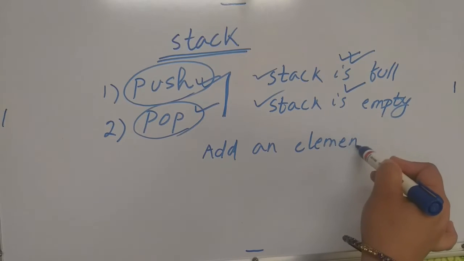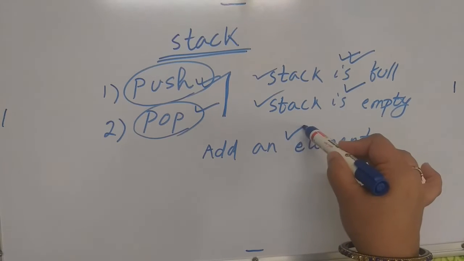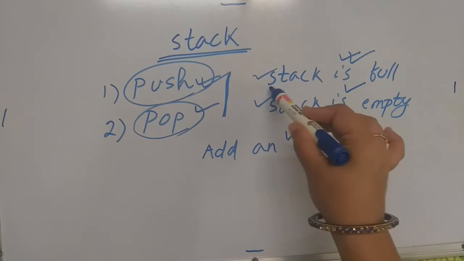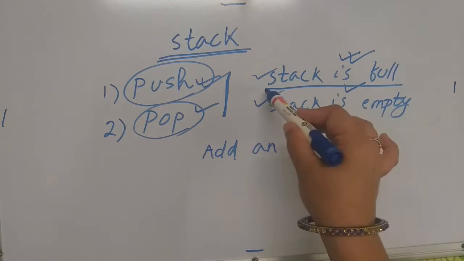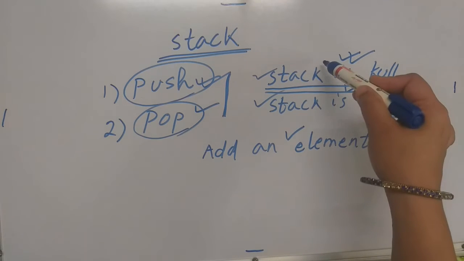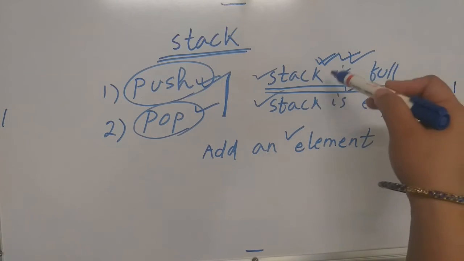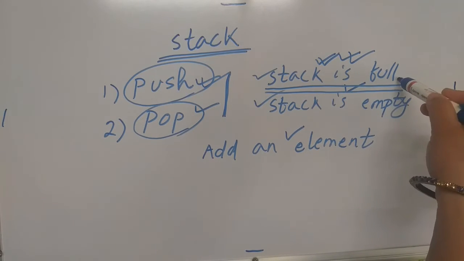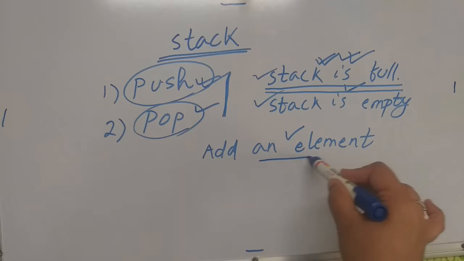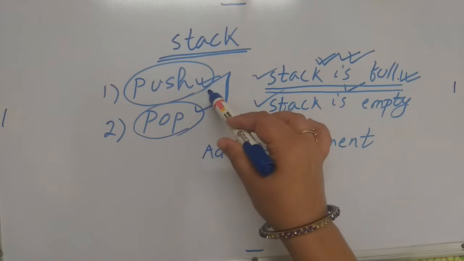Okay. So whenever we add one element, before that, first we check whether the stack can accept that element or not. Whenever we find that the stack is already full, then it cannot accept any more elements. So we check that full condition in the push operation.